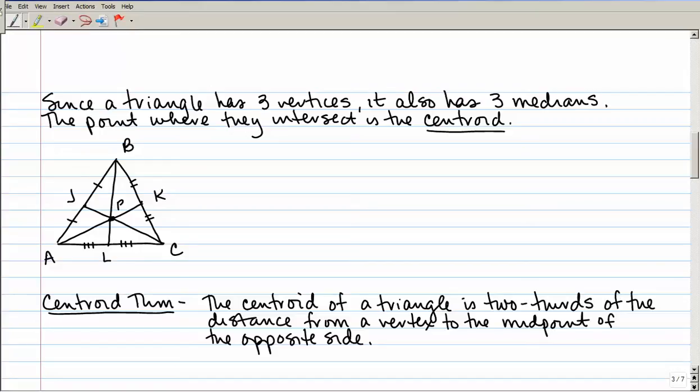Since a triangle has 3 vertices, it also has 3 medians. In a triangle you can draw 3 different medians, and the point where they intersect is called the centroid. So in this triangle, P is the centroid of triangle ABC. You can see that's where all of the different medians intersect each other. We also have a theorem for the centroid. It says the centroid of a triangle is 2/3 of the distance from a vertex to the midpoint of the opposite side. Okay, so let's take a look at what that means.